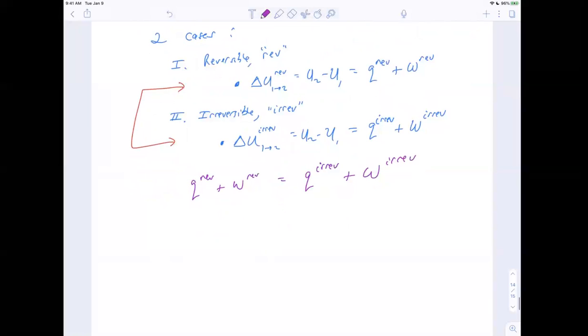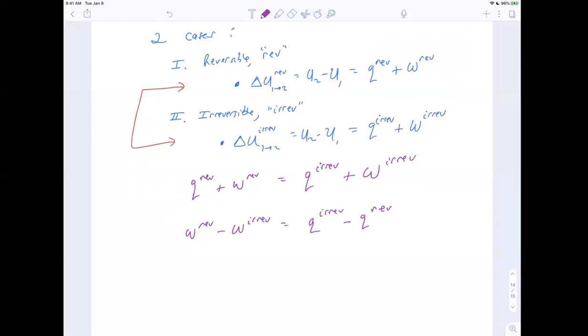And now we can do something with the W reversibles versus W irreversibles, because we've seen this already when we considered work. So what we can do is say, all right, W reversible minus W irreversible is equal to Q irreversible minus Q reversible. All I did there was simple algebra to get all the W's on one side and all the Q's on the other side.